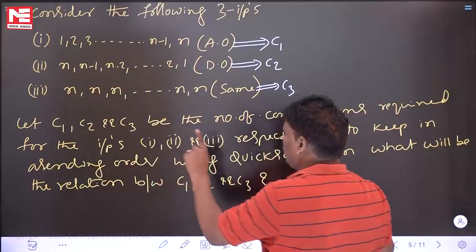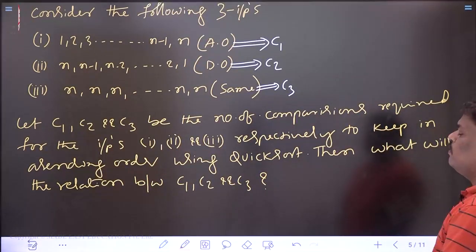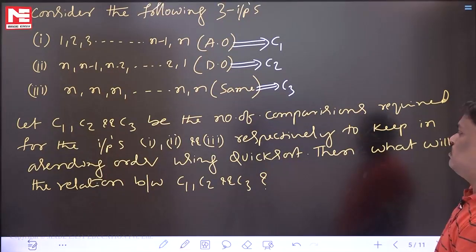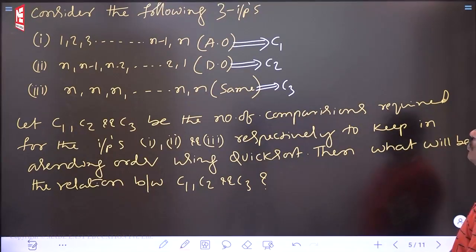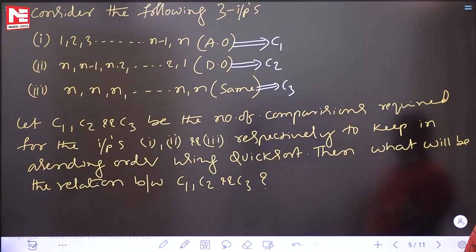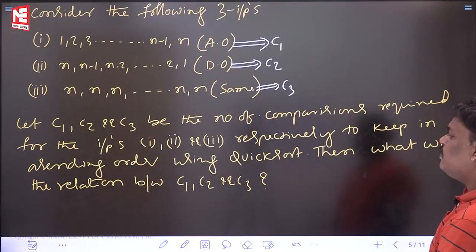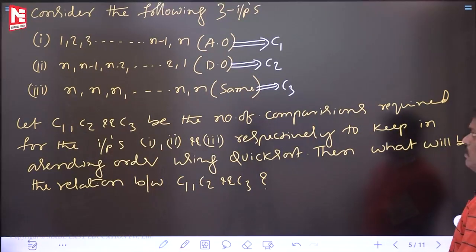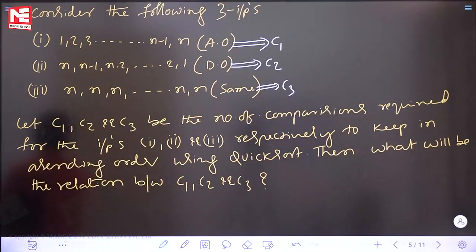I am reading once again. Let C1, C2 and C3 be the number of comparisons required for the inputs 1, 2, 3 respectively to keep them in ascending order using quicksort. Means using quicksort you want to keep all those 3 inputs into ascending order. For the first input C1 comparisons, second one C2, third one C3. Then they are asking what will be the relation between C1, C2, C3. How to solve this problem? Using quicksort, see now.